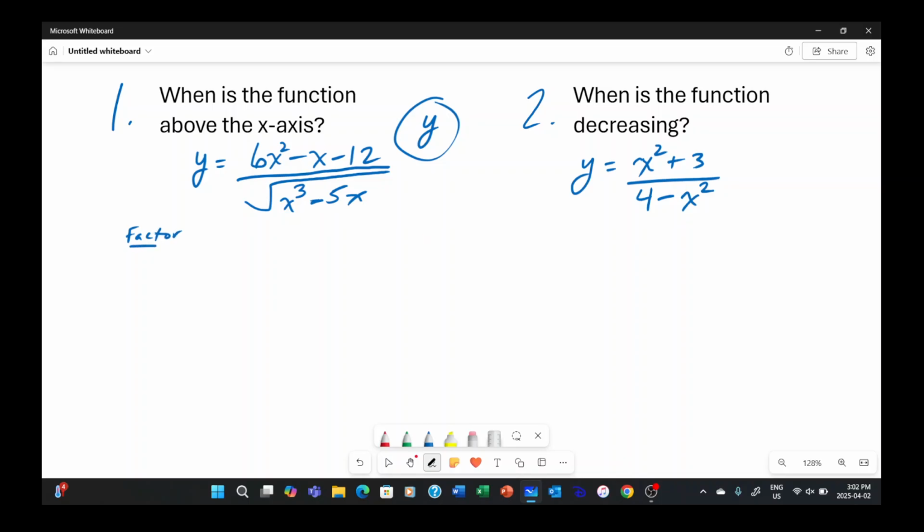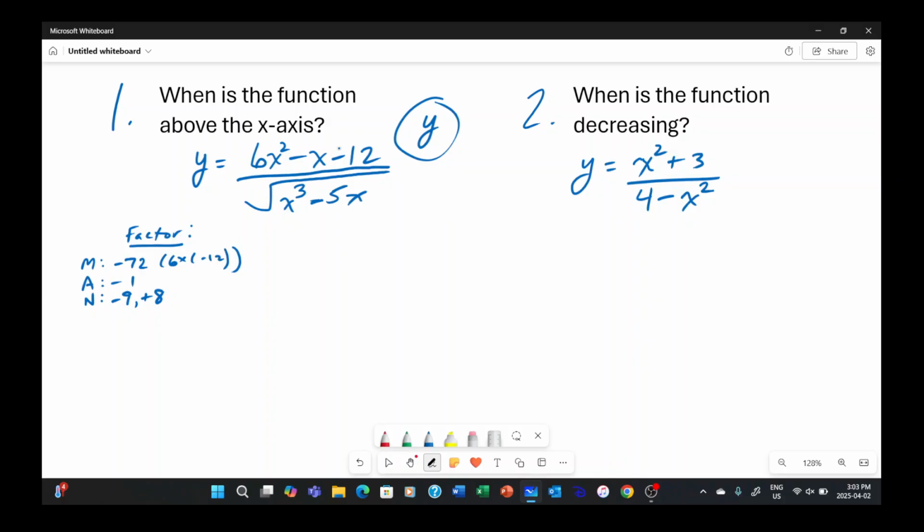To do that, the top is a tricky trinomial. The way I do it, and you can do it whatever way you'd like, is you need two numbers that multiply to negative 72, which is the a value times the c value at the end. So 6 times negative 12 is negative 72, and you need two numbers that add up to negative 1, which is the b value in the middle, right here in front of the x. I know some of you struggle with this, which is why I'm taking a bit of time here. The two numbers are negative 9 and positive 8.